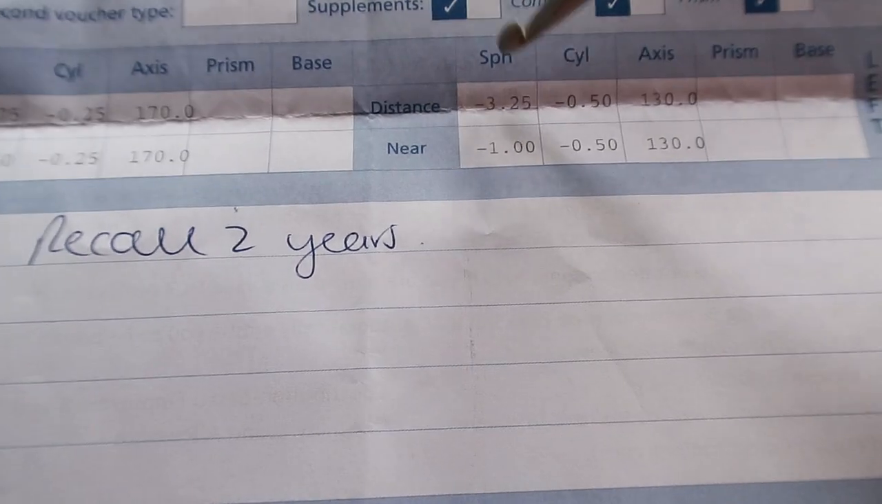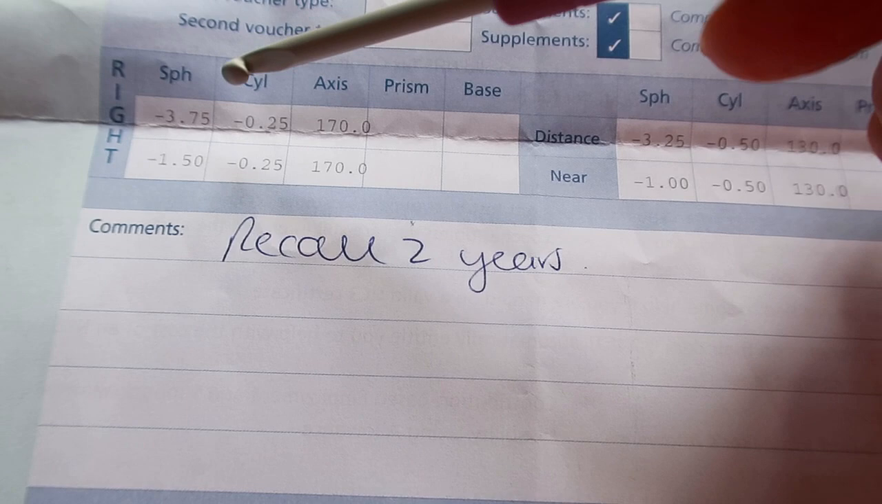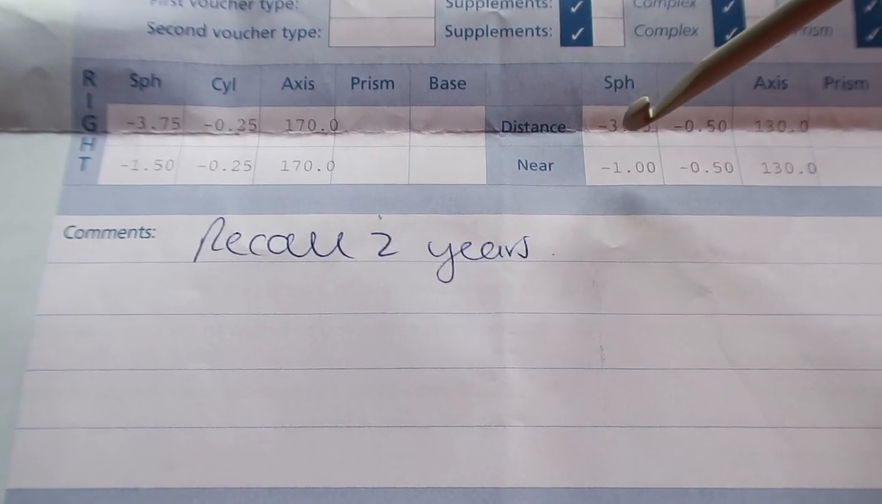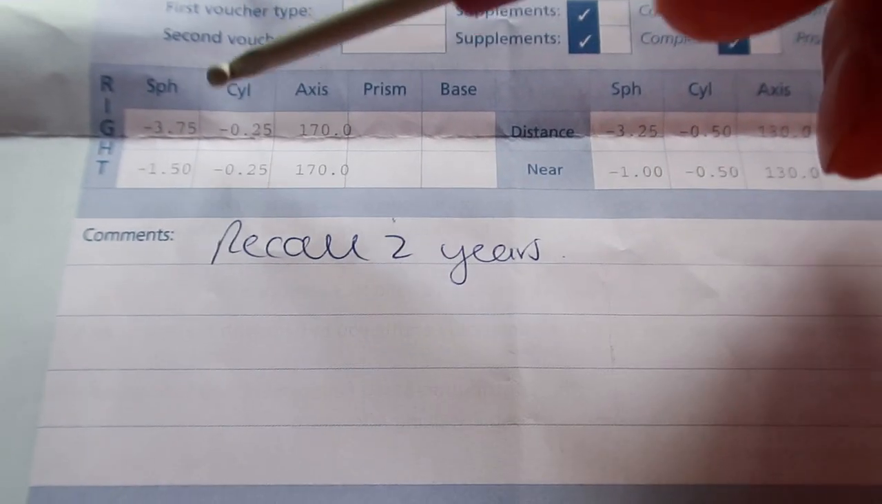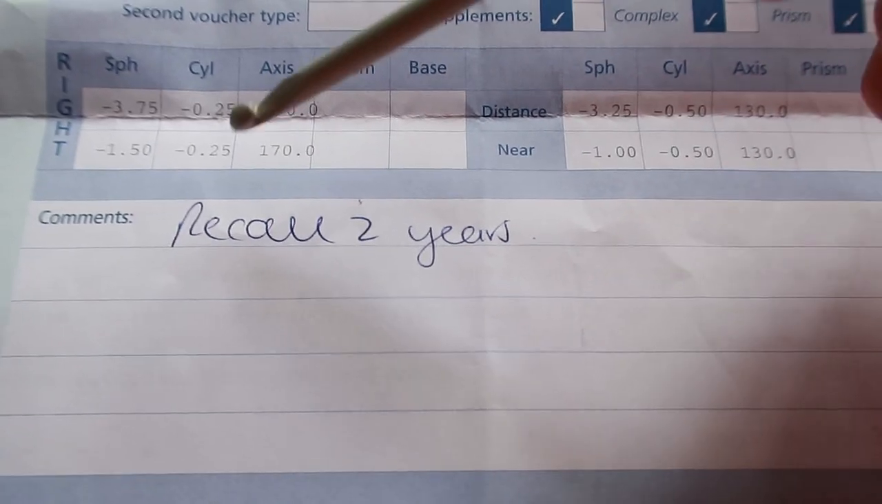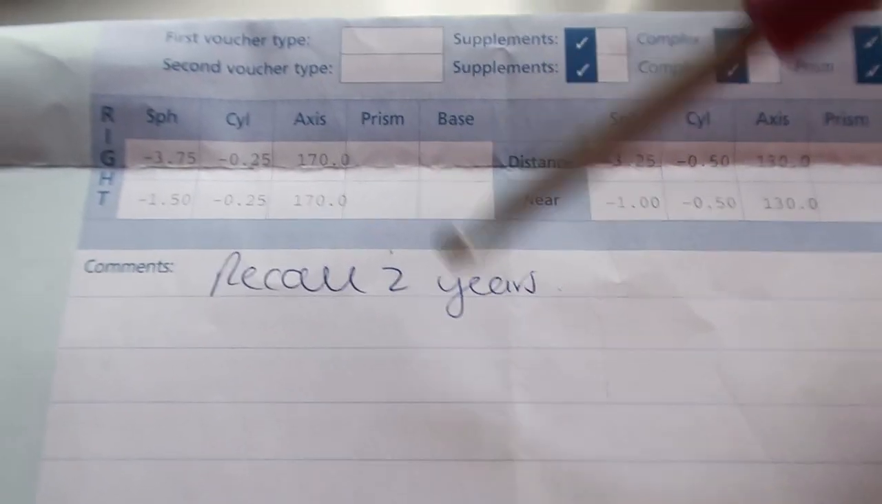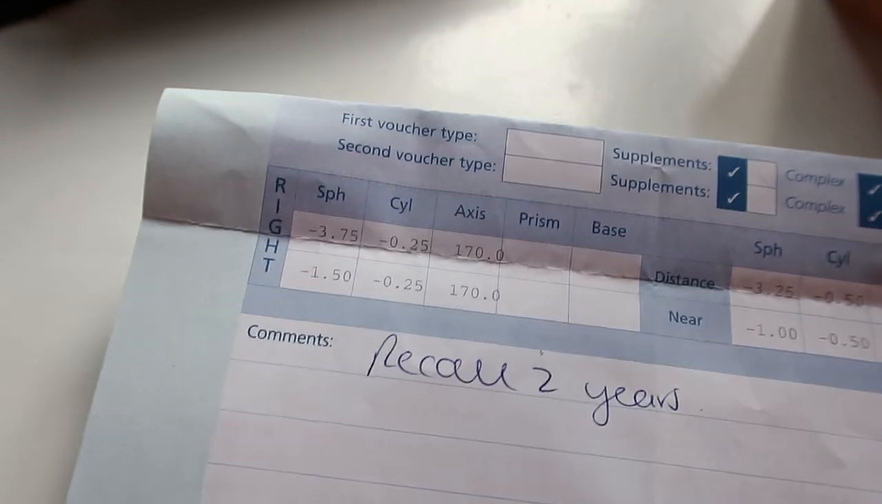I think that's the stronger eye and that's the weaker eye. In fact, I'm nearly sure of that because I can see better with my left eye than I can with my right. And it says recall 2 years. That's basically what they've said. Now, these are the bits of information that you need.